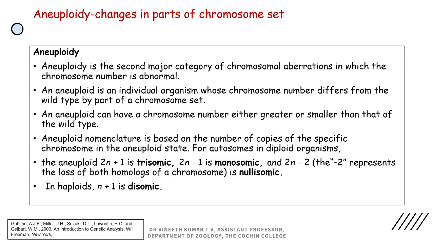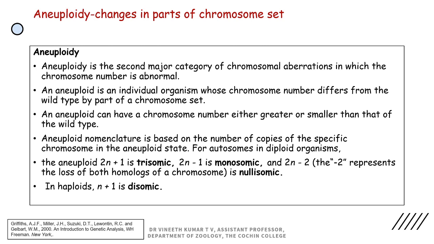The different types of aneuploidy are these: when there is one chromosome extra, 2n plus 1, it is called trisomy. 2n minus 1 is called monosomy. And if a homologous pair is not found, it is called nullisomy. So this was the case with diploid organisms.